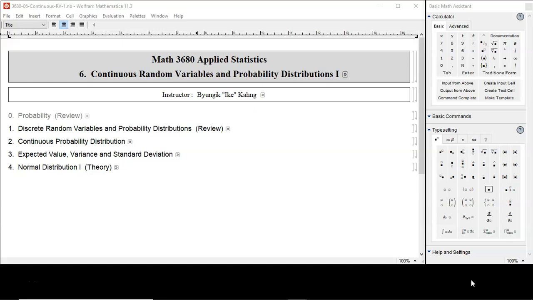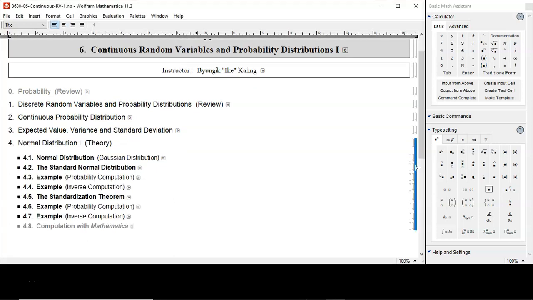Hello students, welcome back. Now let's discuss normal distribution, which is an example of a continuous random variable. The reason we study normal is because number one, it's simple, and number two, it's useful.